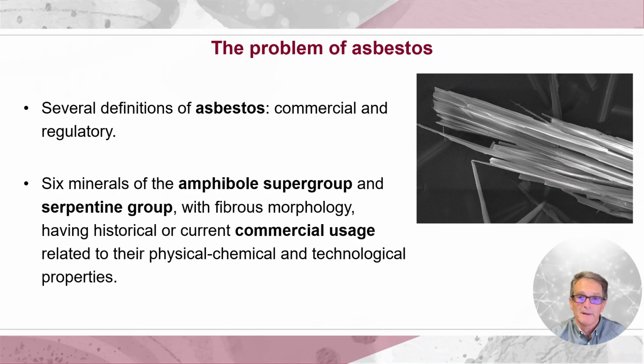Although the term asbestos may appear straightforward, it actually has a well-defined commercial and regulatory meaning. A commonly accepted definition includes 6 fibrous minerals belonging to the amphibole and serpentine groups, which have been or continue to be used for industrial and commercial purposes. Their use is mainly due to their outstanding physico-chemical and technological properties.